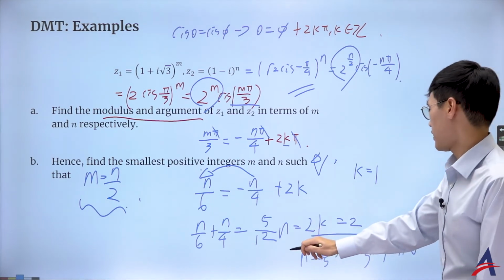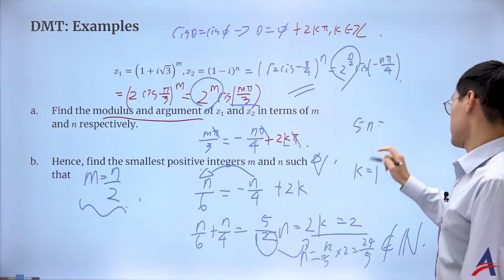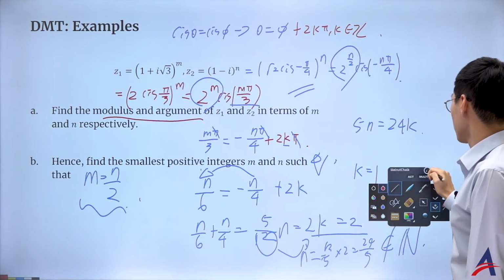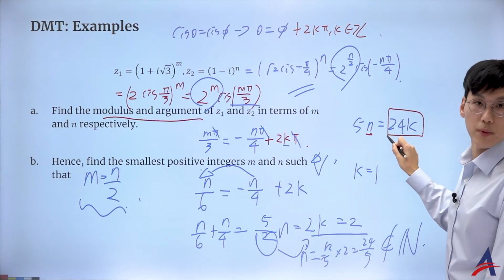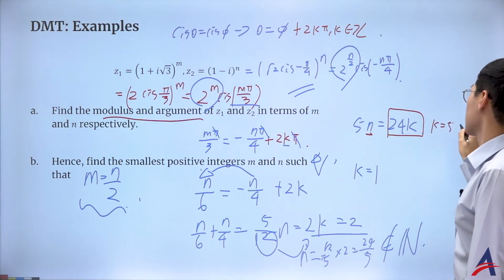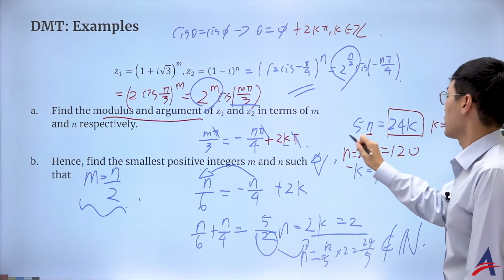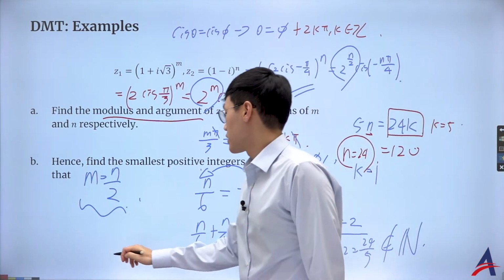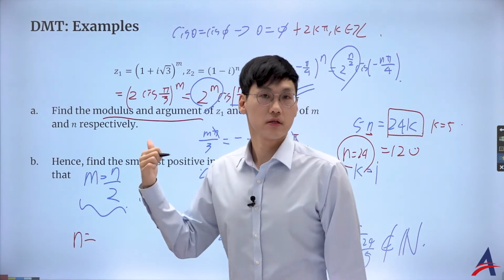Well, if I rearrange this 12 a bit here, then 5n is equal to 24k. So for n to be an integer, I want the 24k to also be a multiple of 5. So then I should let k be 5, for example. So that becomes 120. So that makes n to be 24. Right, so that is great, because if n is 24, m must be 12. So those are the positive integers that will make this complex equality the same.